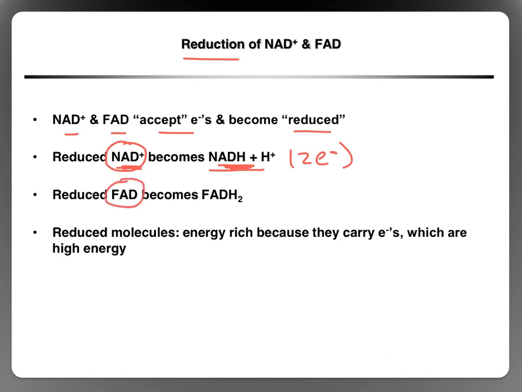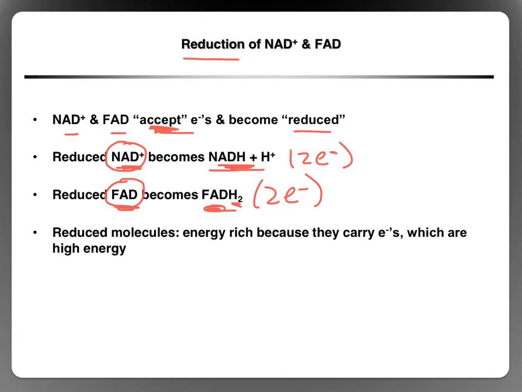FAD does the same thing. It accepts electrons and hydrogens. You can see it also picks up two hydrogens, which means it picks up two electrons. The difference is that FAD binds both hydrogens, so we write it as FADH2 instead of NADH plus H plus, just a slight difference, and again, we're not going to go into the chemistry of that. So when FAD is the acceptor, FAD becomes reduced, and its reduced form is FADH2.